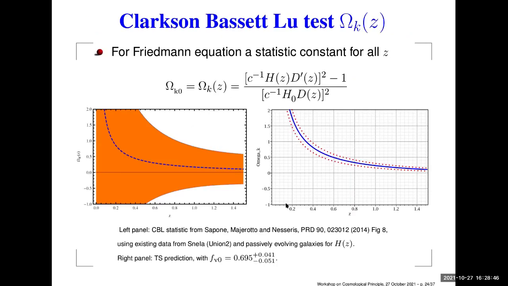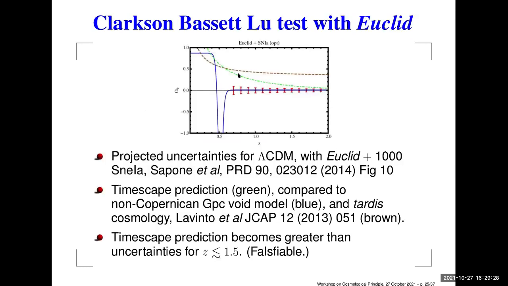If you put in an equation of state, you'll get things which are amusing, because it's not a Friedmann model. But you can take the Friedmann model, take something which is constant, and construct your effective dressed parameters H and D, and you'll get something like this, and this is the analysis of Sapone, Majerotto, Nesseris. So there's the timescape prediction, there's the best fit, this should be close to zero, and of course it is close to zero within the uncertainties back in 2014 using whatever data they had. The prediction here is the timescape model.